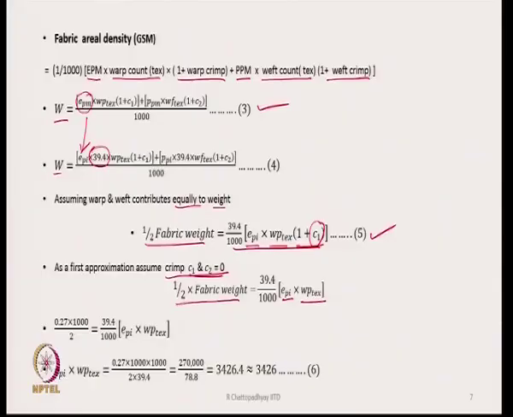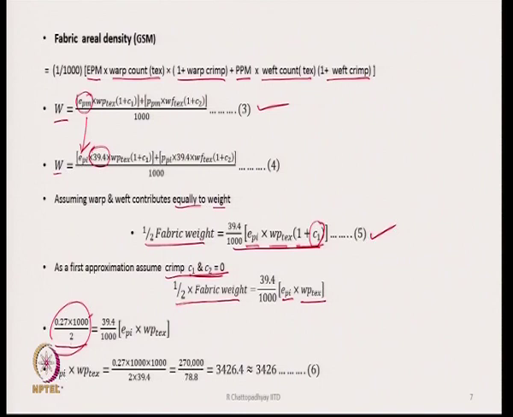So, there was a first assumption which was the translation efficiency. Now, this is the second assumption, that is crimp is 0, and let us find out what sort of values we get. Now, if we have this, then we can write the fabric weight which was given 0.27 kg per meter square. So, we will convert it into gram and then divide by 2, this is the weight contributed by the warp yarns, and hence we write this equation.